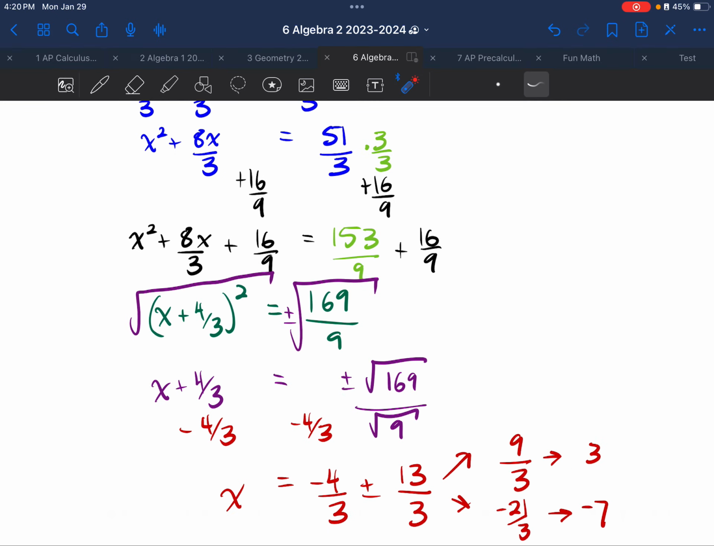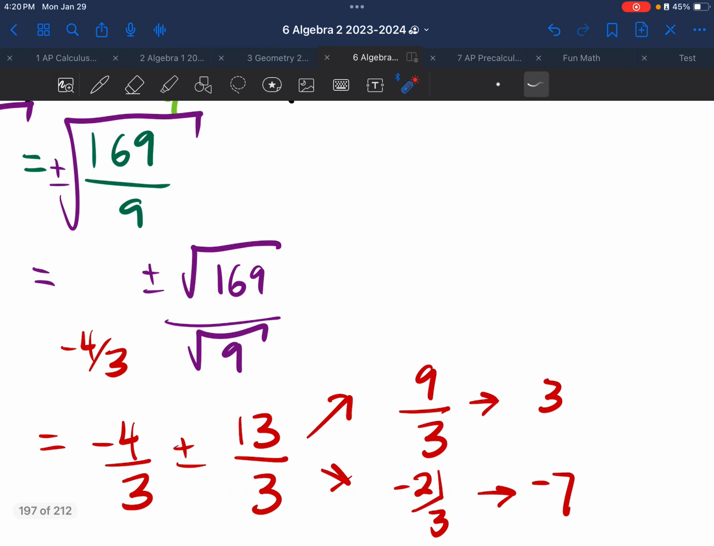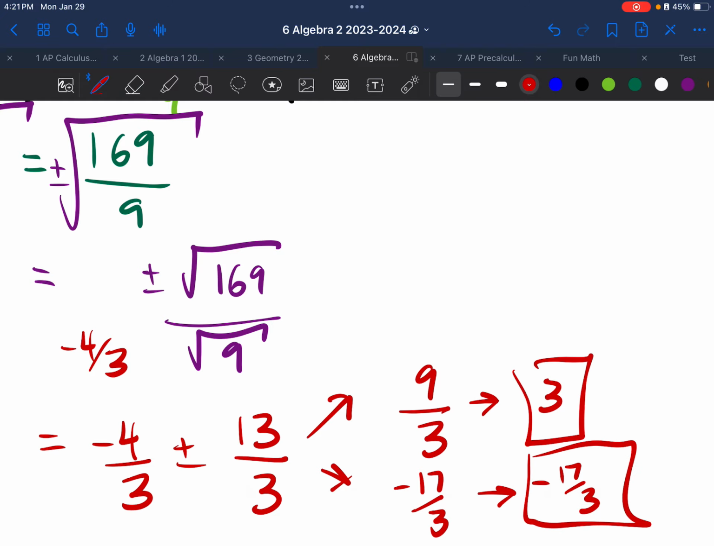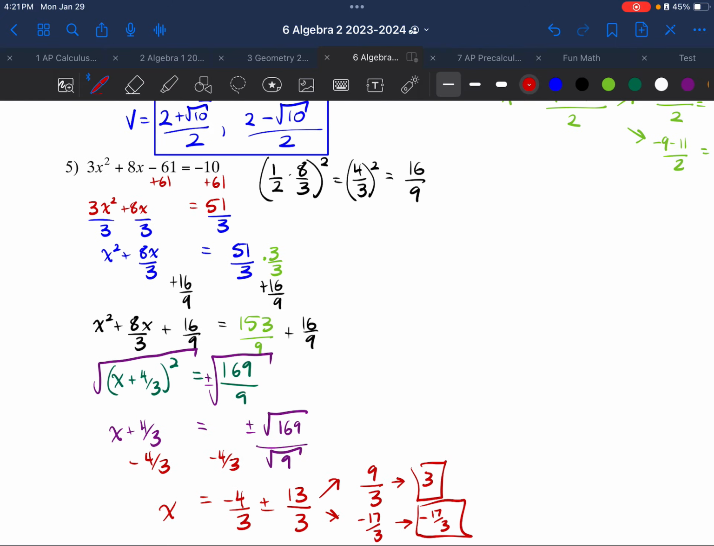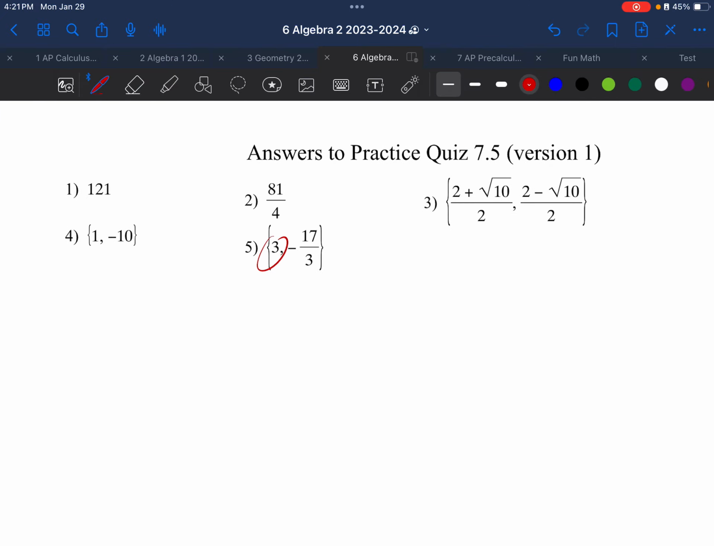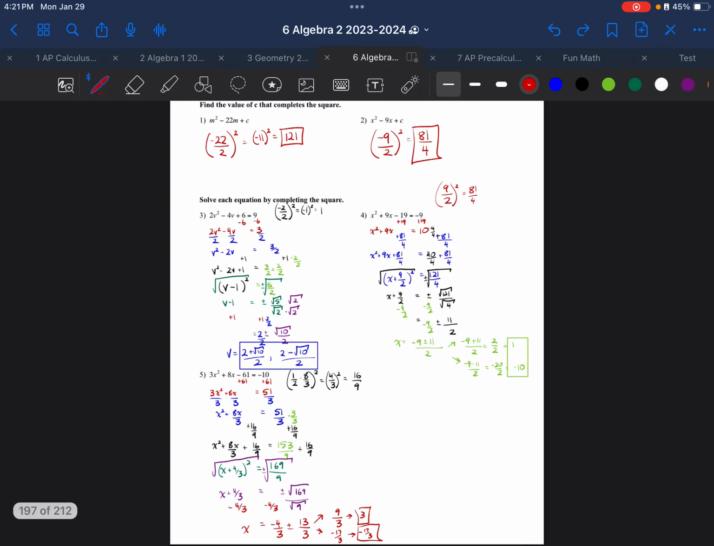I literally made the mistake at the very end, guys. That's very, very funny. All right, so negative 4 minus 13 is a negative 17, and that stays a negative 17. Okay, I messed up on the very last step. Negative 17 over 3 and a positive 3. All right, so those are my two answers. I think those do match the back of the answer key too. 3 and negative 17/3. All right, we got there in the end. Just a tiny little mistake there at the end.